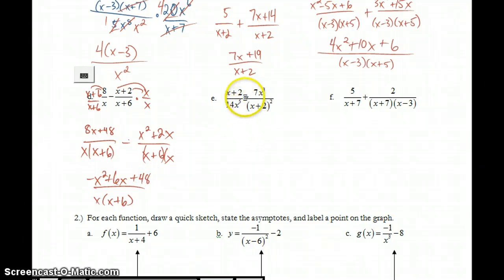For part E, we're looking to multiply two fractions together, and we're going to look to reduce before we multiply.